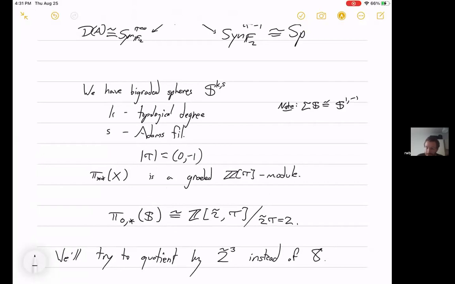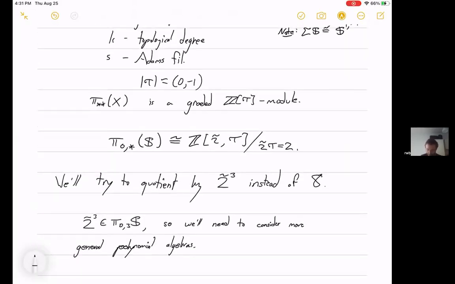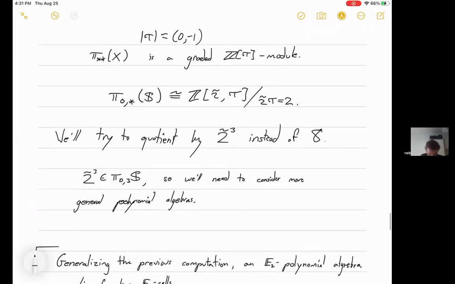Okay. Now what we're going to try and do is quotient by 2 tilde cubed instead of 8. So 2 tilde cubed is in pi (0,3) of the sphere. And now we're no longer taking quotients by things that are in exactly degree 0, so we're going to need to consider some more general notions of polynomial algebras. Let me elide the point here. We can construct a polynomial algebra, S adjoin X, where X has degree (0,3).